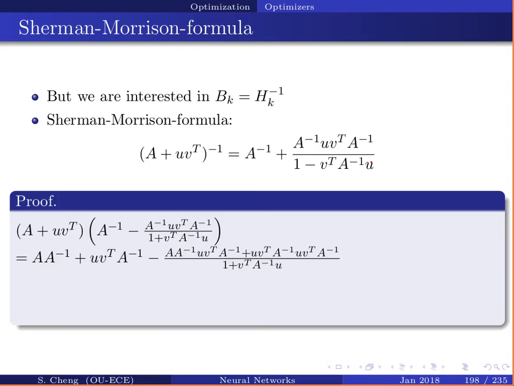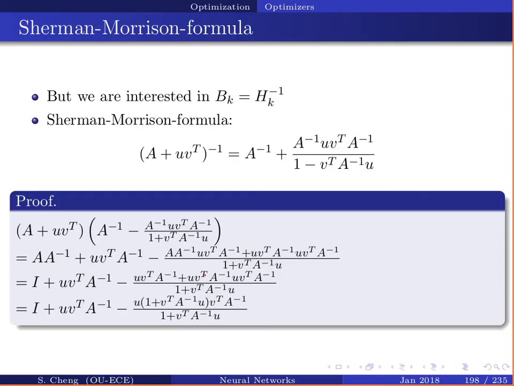It's quite easy to prove. Let's say you assume this is the inverse, and multiply it by this guy here. If you just expand that, this multiplied by that gives this guy here, and this multiplied by that gives this one, and then the A transpose gets removed. For this part here, you can pull out 1 plus V transpose A inverse U, and this gets cancelled, so eventually it equals the identity.